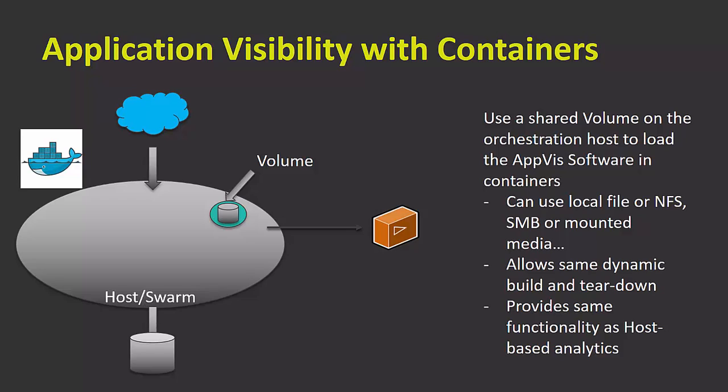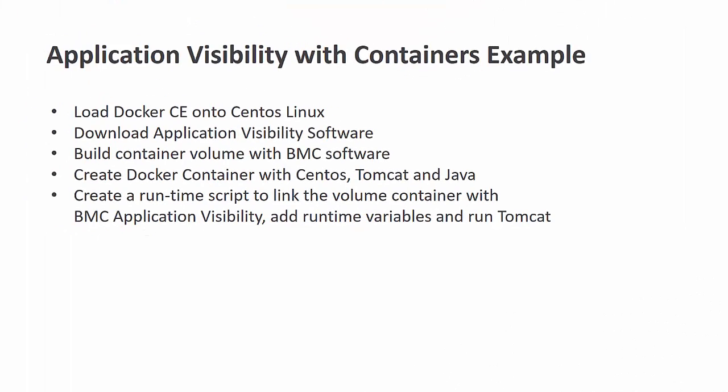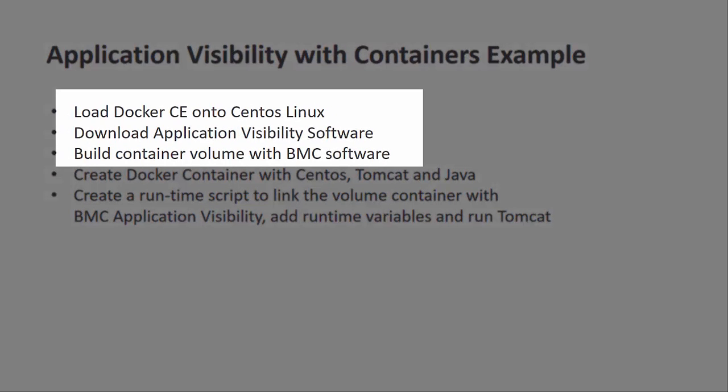In part one of this series, we explained how application visibility works and how you can share that application visibility directory with containers within Docker as a shared volume or container. In this part, we'll take you through the process of creating a volume and a container for application visibility.